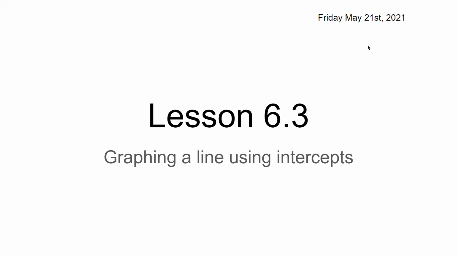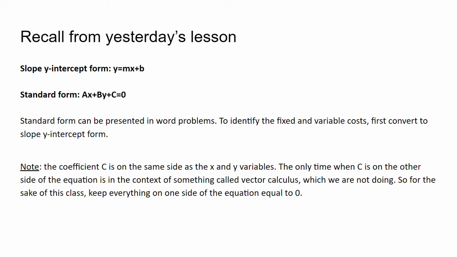Hi, so today we are going to be doing lesson 6.3, where we are going to be graphing a line using its intercepts, that is, its x and its y intercepts. We recall from yesterday that a line can be written in either one of two forms: either the slope and y-intercept form, which is y equals mx plus b, or the standard form, which is ax plus by plus c equals 0, where a, b, and c are all integers and a is a positive integer.